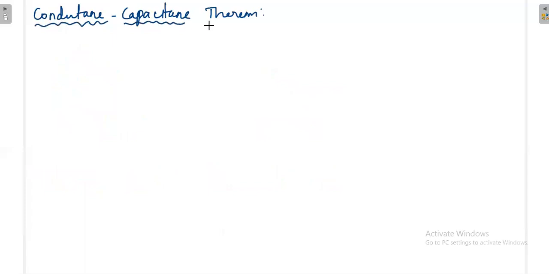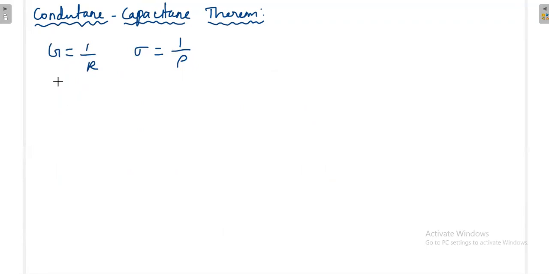We know individually what is conductance. 1 by resistivity is called conductivity, or 1 by resistance is called conductance. You know these basic relations. Say G is equal to 1 by R. Conductivity is equal to 1 by rho. These are all simple basic relationships that you know.